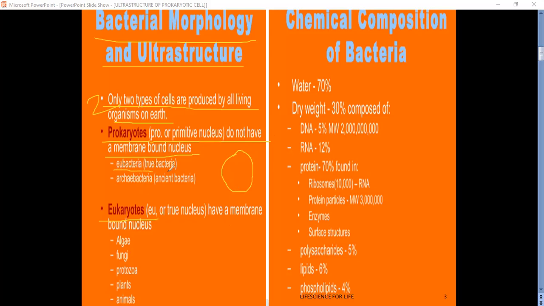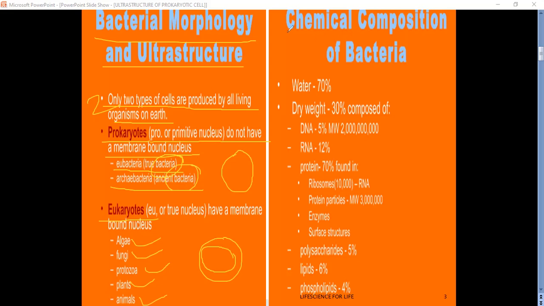Eubacteria are the oldest type of bacteria, and archaebacteria are the ancient bacteria. The second type of organisms are eukaryotes, which have a true, membrane-bound nucleus. That is, it has a cell and a nuclear membrane. Under this we can consider algae, fungi, protozoa, plants and animals. For this topic we are considering only the bacteria.